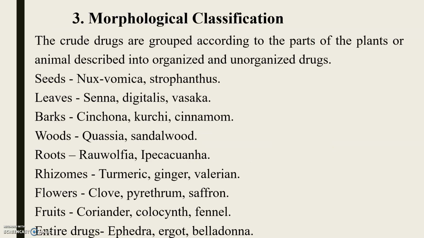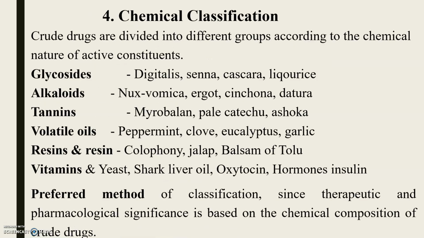Next method is the morphological classification. Drugs are classified according to their part of plant, and described as organized and unorganized drugs. For example, where the part of plant is seed, drugs included are Nux vomica and Strophanthus. For leaves, Senna and digitalis. For barks, Cinchona and Cascara. For woods, Quassia, and roots, Rauwolfia, and so on.